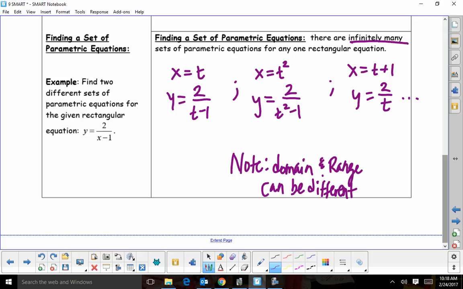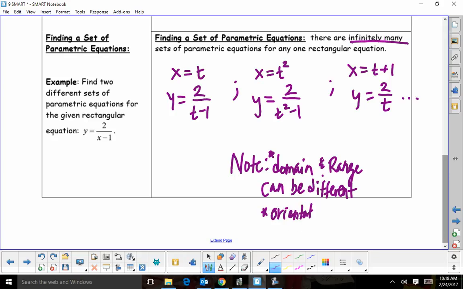What else can be different? Well, it'd be part of the graph at least. It could be restricted on some domain and range, but what else could be different is the arrows, the orientation, the flow. Okay? I can't spell. Orientation. Arrows could also be different for all of these infinitely many.